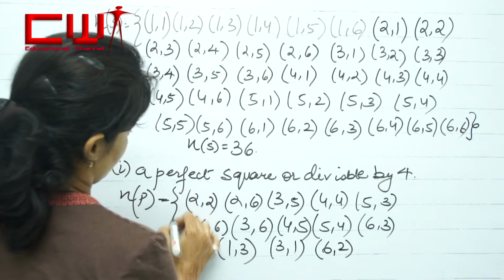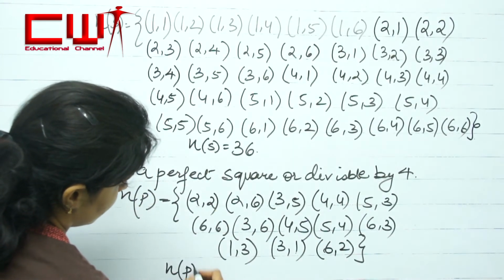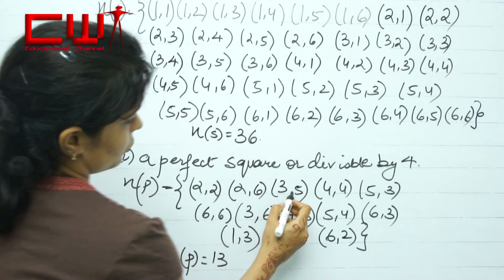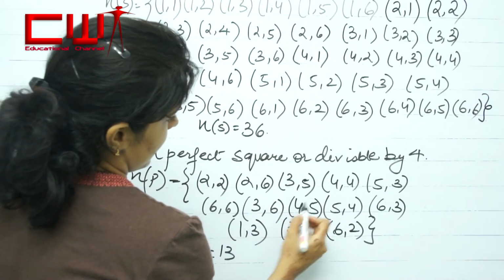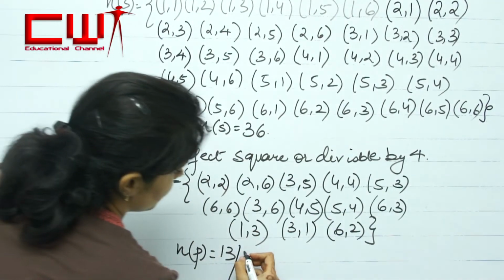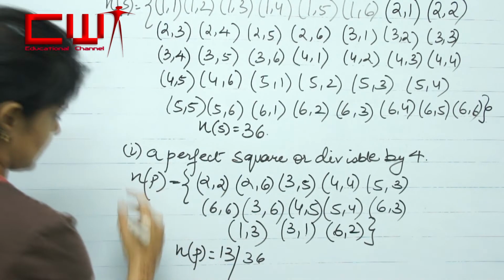So you started up with this. Now the probability will be how much you counted? 13. 1, 2, 3, 4, 5, 6, 7, 8, 9, 10, 11, 12, 13. Out of how much? 36. So that comes up to 13 out of 36.